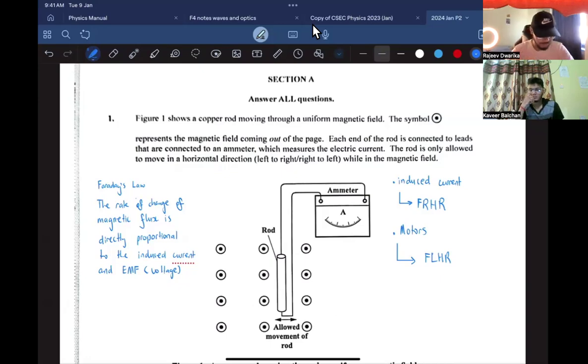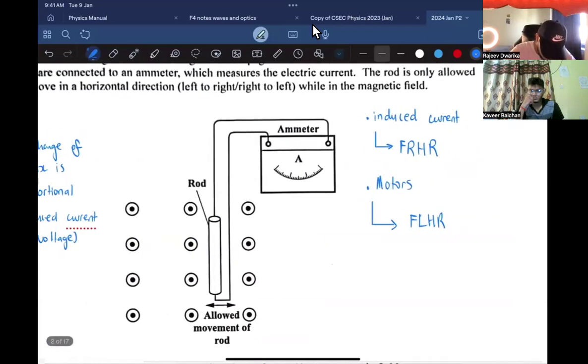So let me write that down, right? Your thumb is in motion. And so Justin, what would the motion be in this particular question? How are you moving the rod? Tell me, how are we moving the rod? Left to right, or right to left? Exactly.